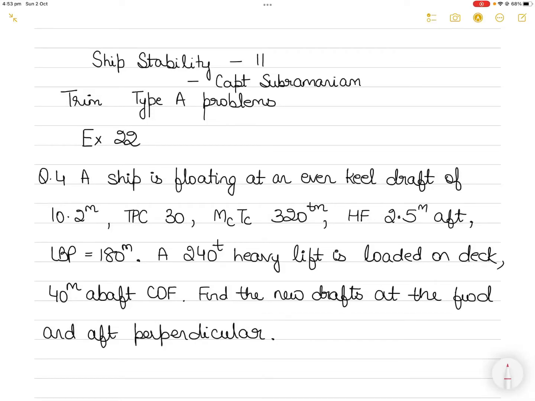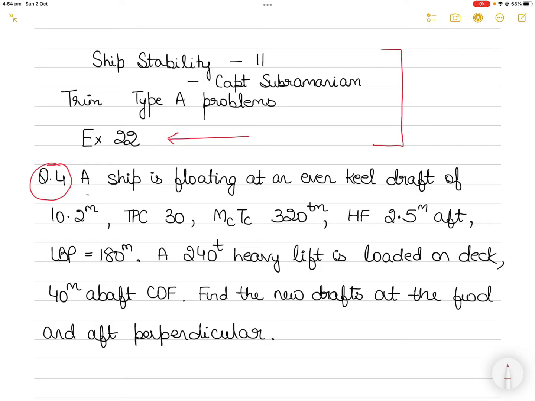Hi students, in today's video we take up a new question from exercise 22. This is an unsolved question, question number 4 from Ship Stability by Captain Subramaniam's book, Trim Type A Problems.